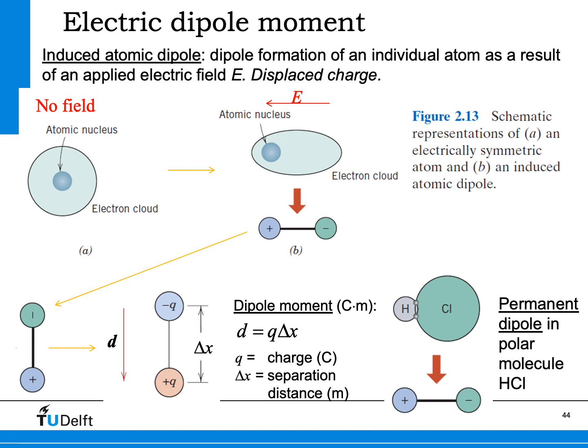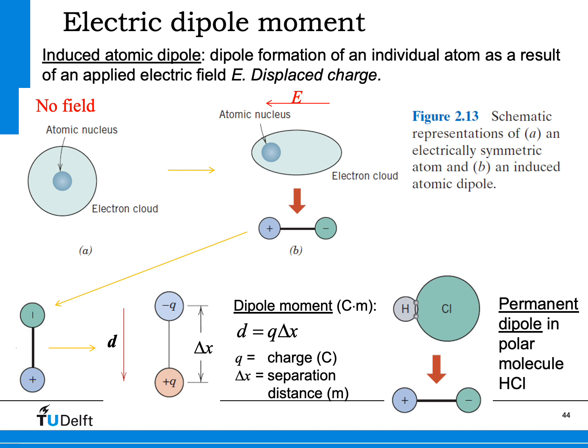In order to understand dielectric materials, we first need to understand the concept of the electric dipole moment. So first look at an induced atomic dipole. That is dipole formation of an individual atom as a result of an applied electric field E, and that leads to displaced charge. So, in figures, suppose we have an atom, and the atom has a nucleus, and around it there is the electron cloud.